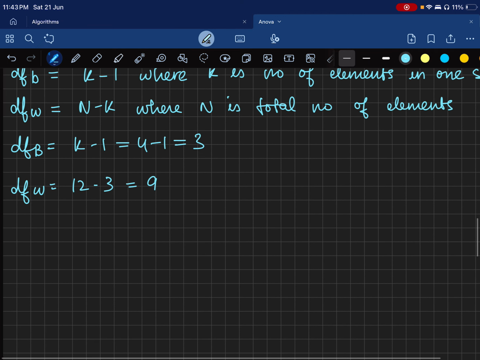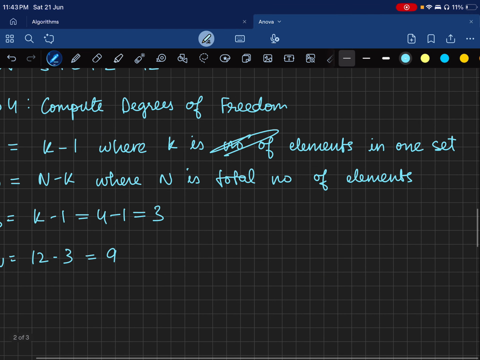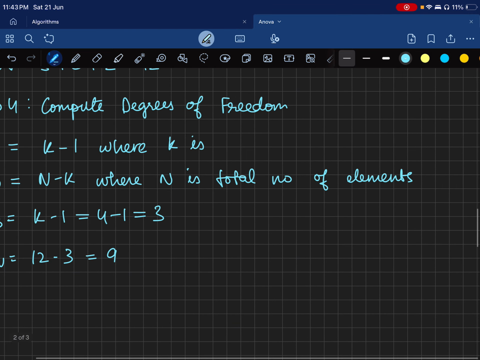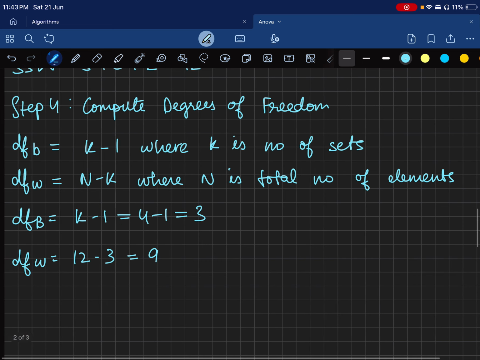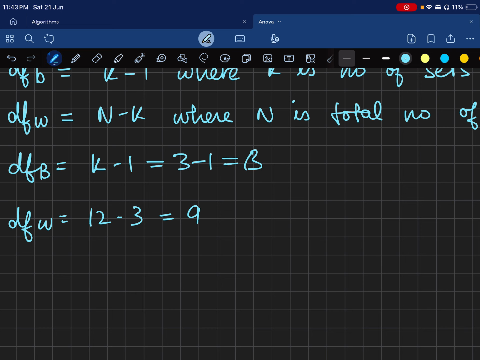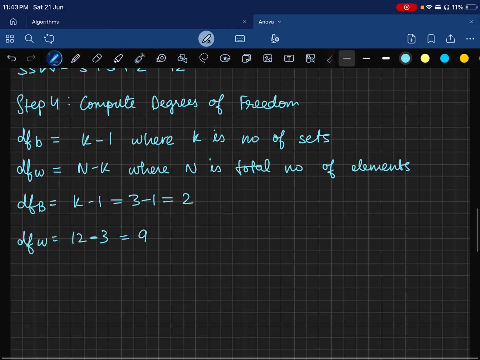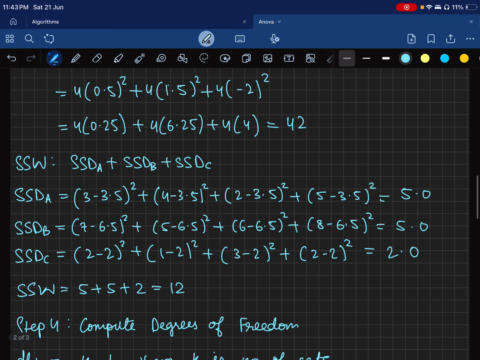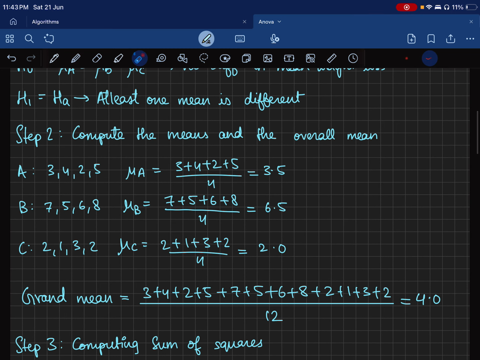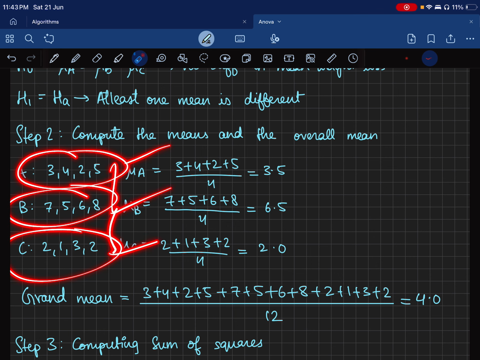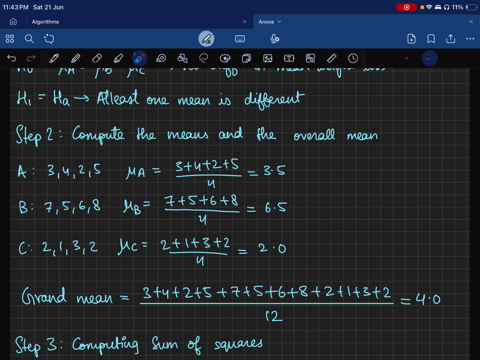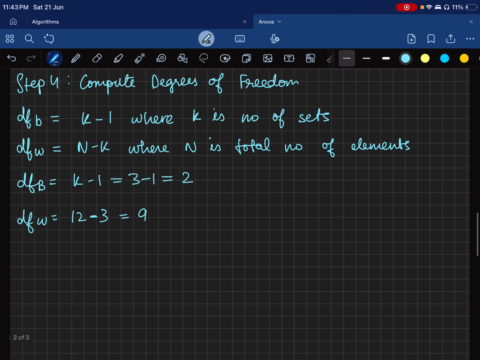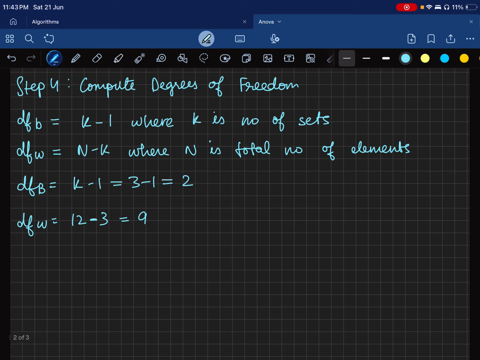So these two, no, k is not the number of elements. Sorry, my bad. K is the number of sets. Okay, so this is 3 minus 1, that is 2. And this is 12 minus 3, that is 9. Okay, really sorry, it's my fault. K is the number of sets. So here you have 3 sets, right? You have 3 sets, A, B and C. So K is the total number of sets, which is A, B and C. 3 sets.